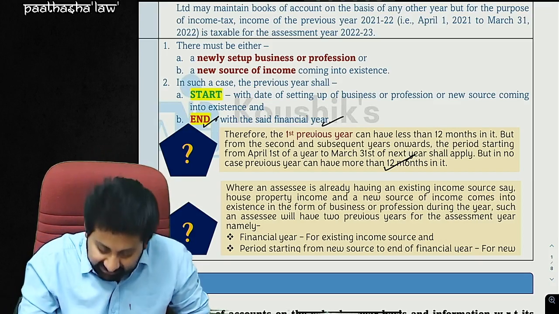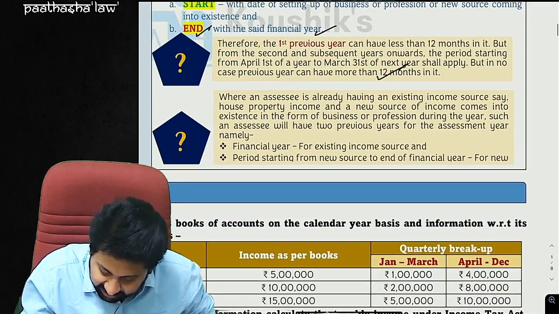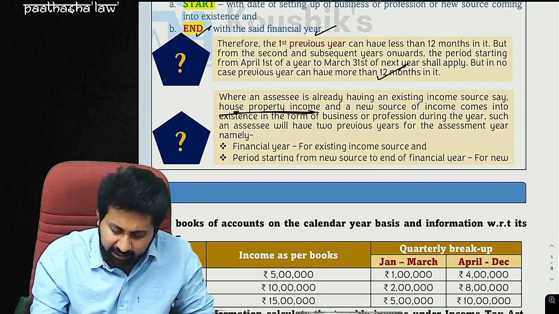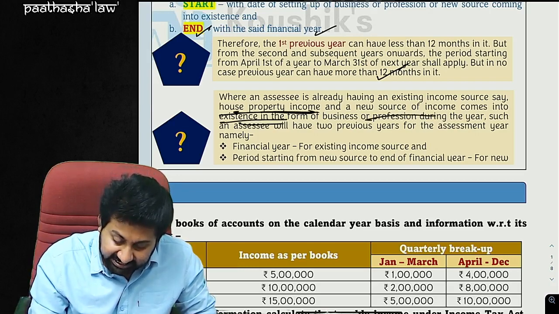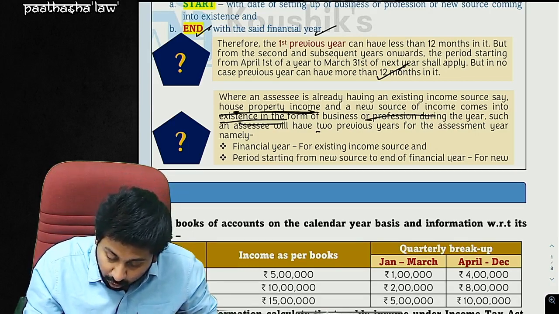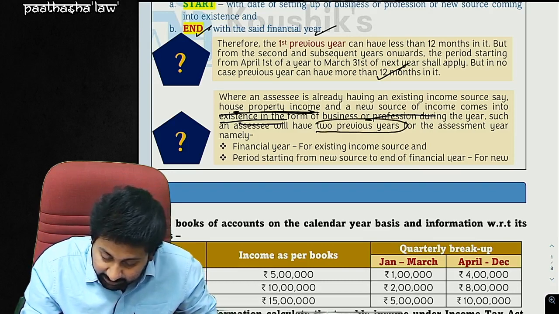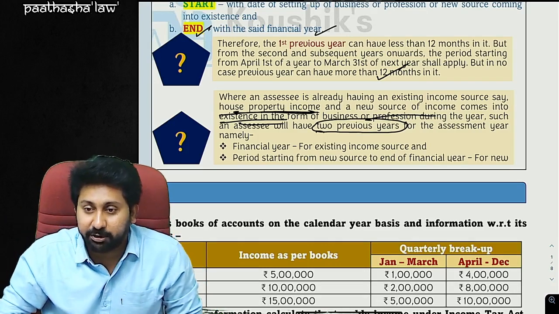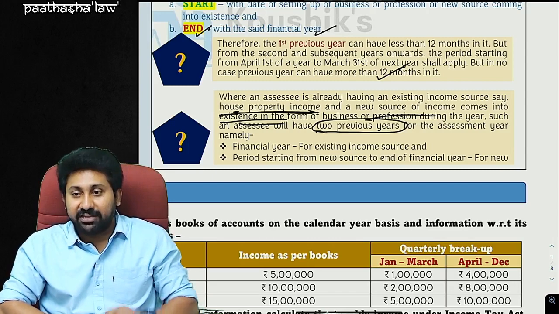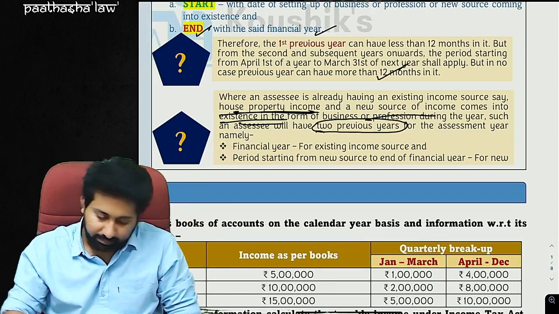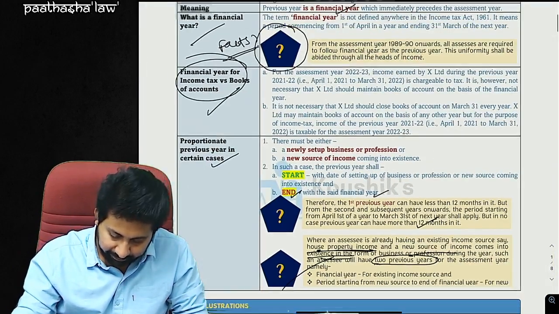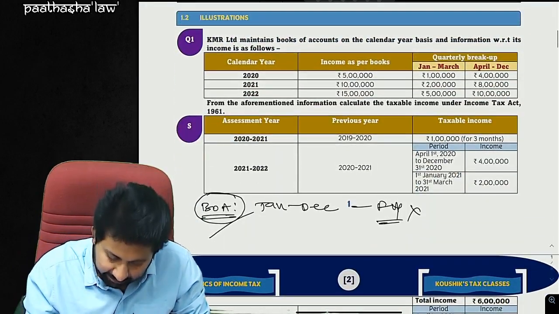Where an assessee already has an existing income source, say house property income, and a new source of income comes into existence in the form of business, such an assessee will have 2 previous years for the assessment year: the financial year for the existing source, and the period starting from the new source to the end of the financial year for the new. Okay, next, an example for this.